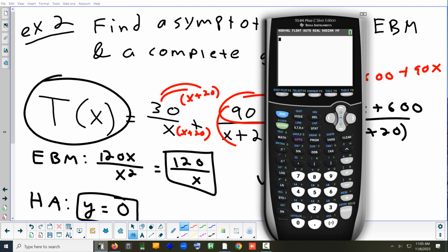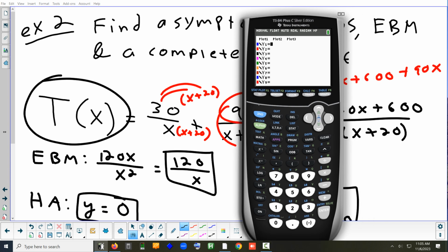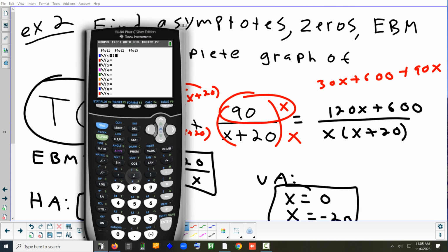And find a complete graph. Okay, let's graph. Now, they didn't say to find a graph of the problem situation. If we were doing that, we'd want to be careful about negative values for the speed and the time. But in this case, we're going to use all the values we can. So type it in, 120x plus 600 divided by, I'm going to FOIL that so I don't have to put in the extra set of parentheses, x squared plus 20x. So there's your fraction.